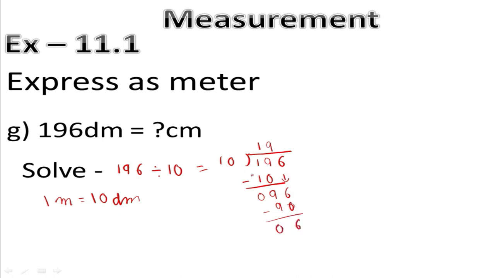Because we can't divide 6 with 10, we add a decimal, then add a 0 here. After that, 10 into 6 equals 60. We subtract and we get 0. Our answer is 19.6 meters.